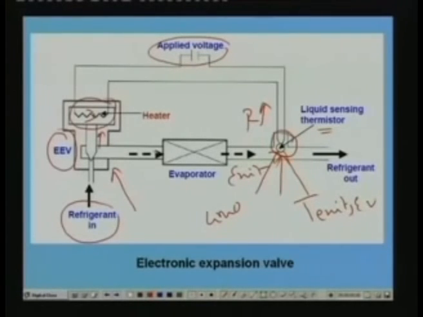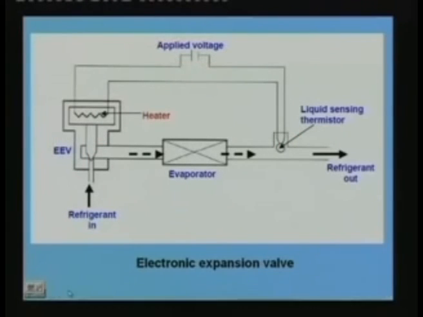Once less refrigerant flows through the expansion valve, at a balance point the liquid vanishes, again this temperature increases, then the resistance again reduces, there will be higher current and there will be wider opening. So that is the principle of electronic expansion valve. You can see that it has a heater, a thermistor, and you have to apply a fixed voltage.